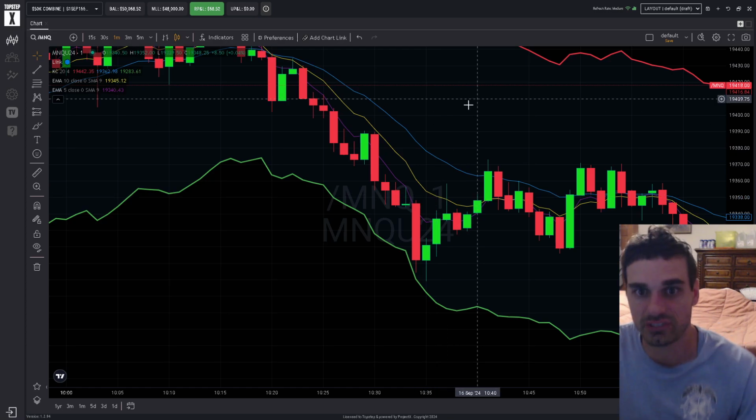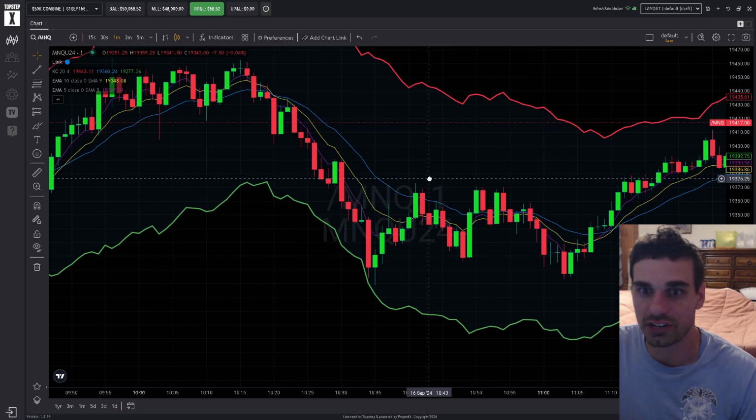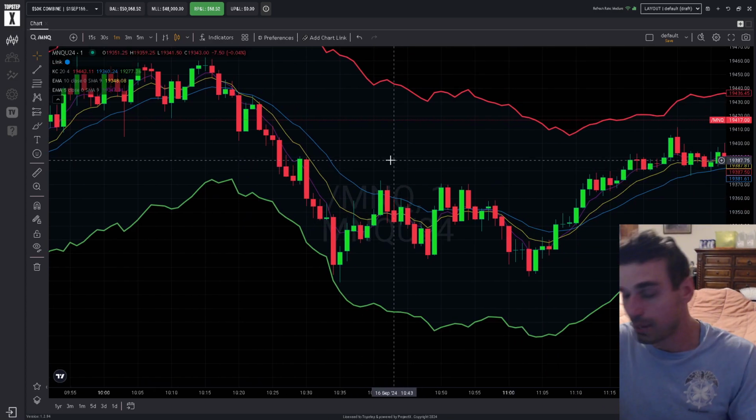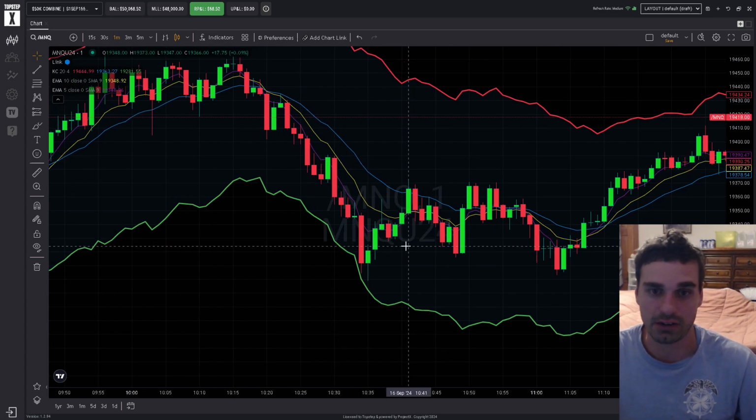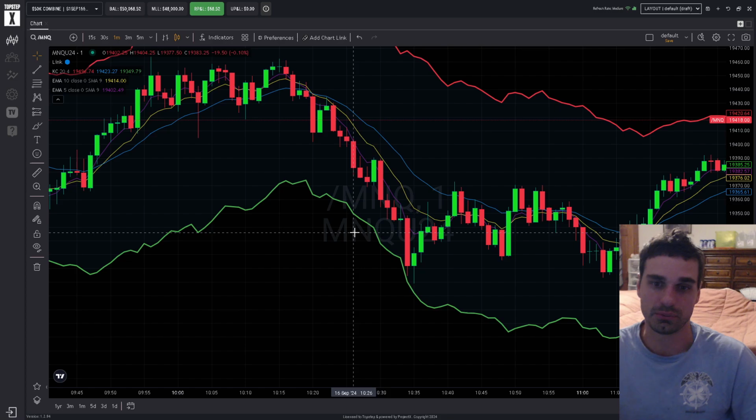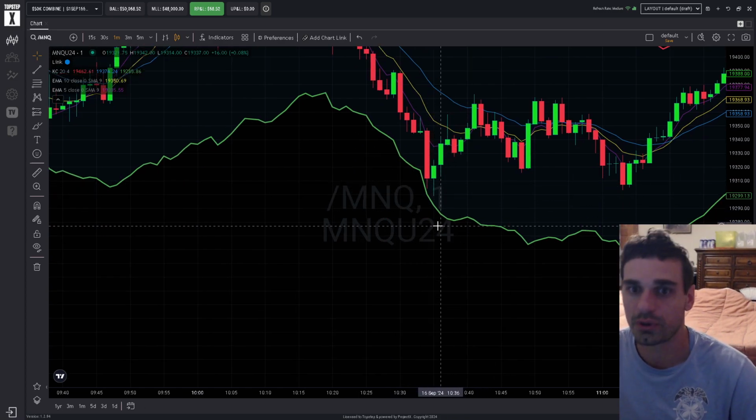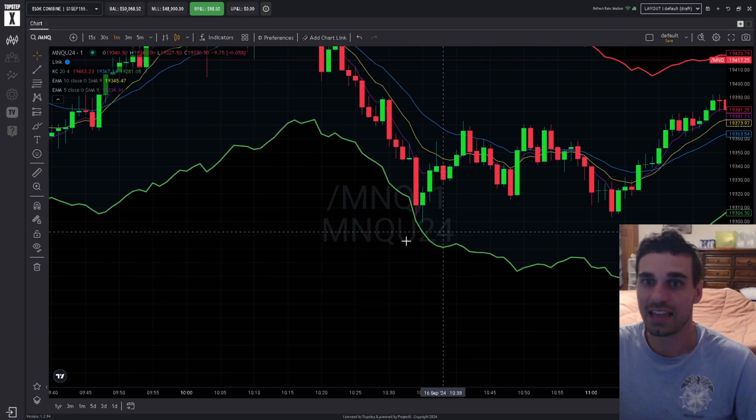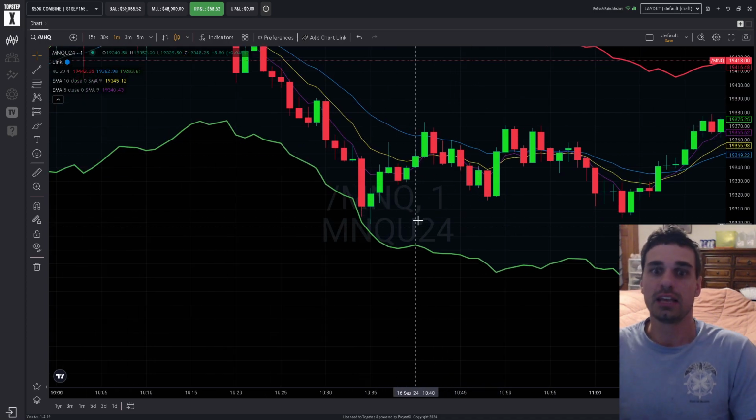I passed one of my challenges doing this exact strategy. And obviously, the more contracts you can do, the better. I prefer micros. It depends on the account. For a $50,000 account, I would do 5 micros if it touches the bottom band. If it goes a little lower, I would double it to 10, and then just wait it out and see how far we go up.